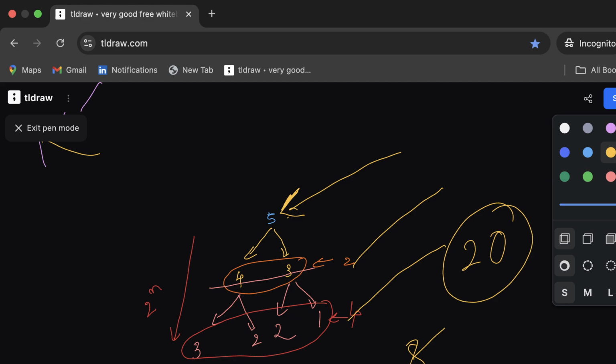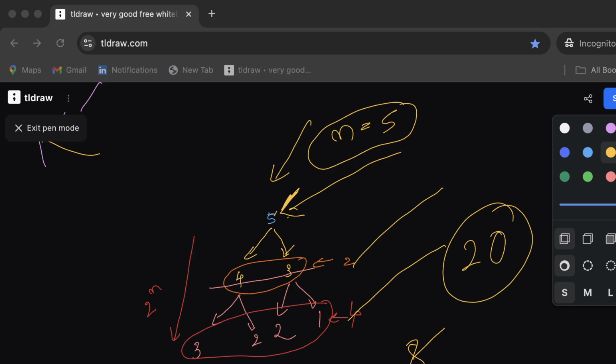So to calculate this for 5, if this is my input and n is 5, how many calls I had to make is approximate. It is not exact, it's an approximation.